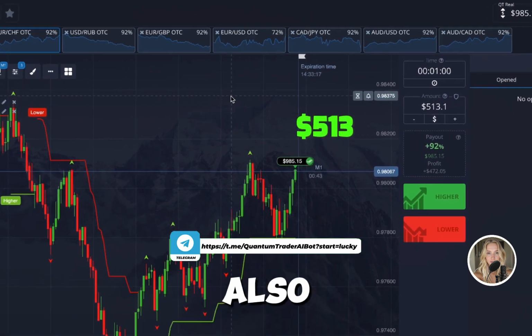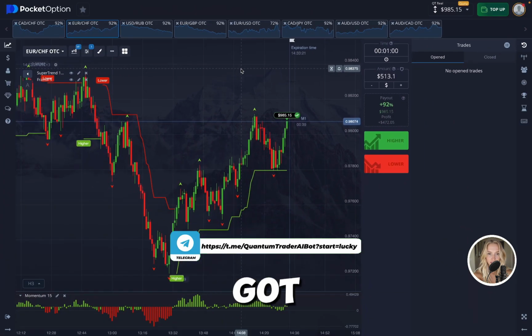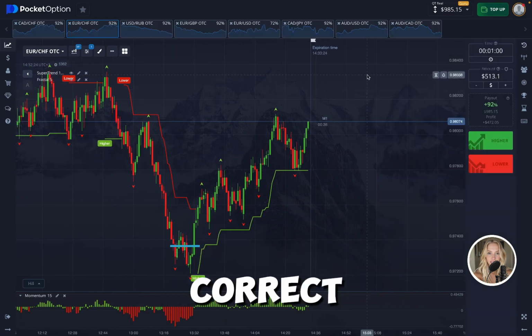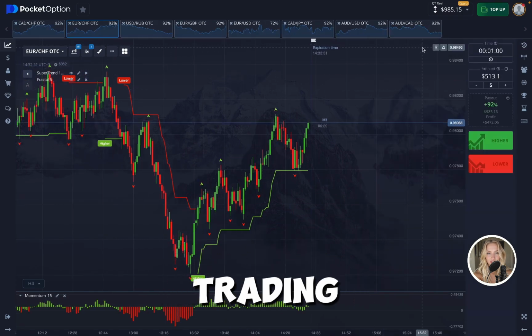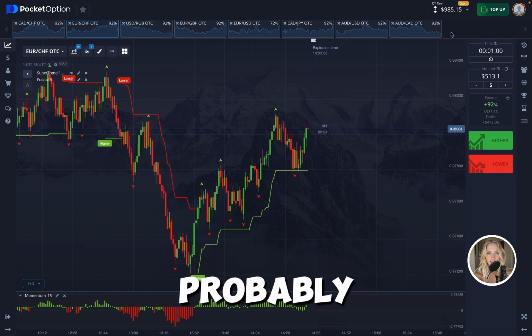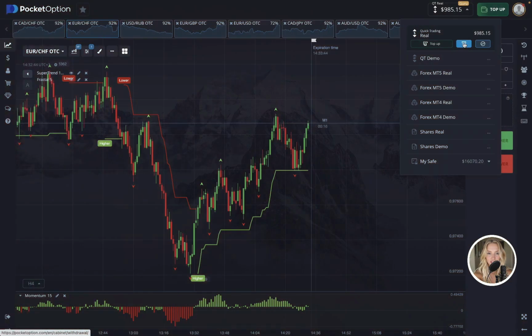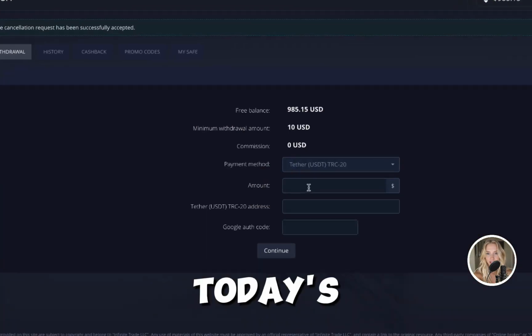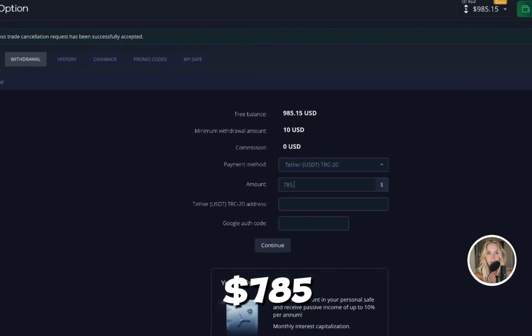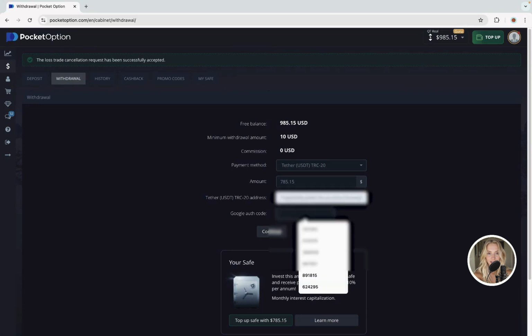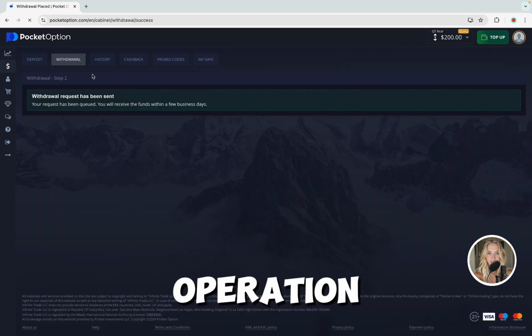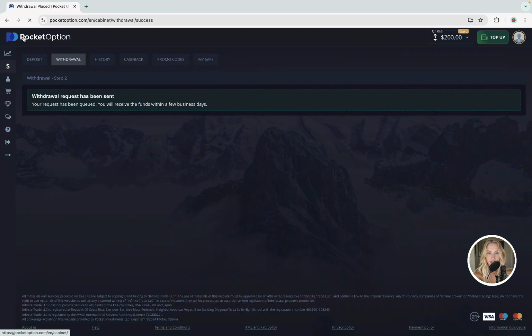And the position is also closing in a plus. Great, we got a confident exit here. The entry logic turned out to be absolutely correct again, an excellent result for this trading process. So let's probably end this for today and fix today's profit. The amount of today's profit is $785. The withdrawal operation is being successfully performed.